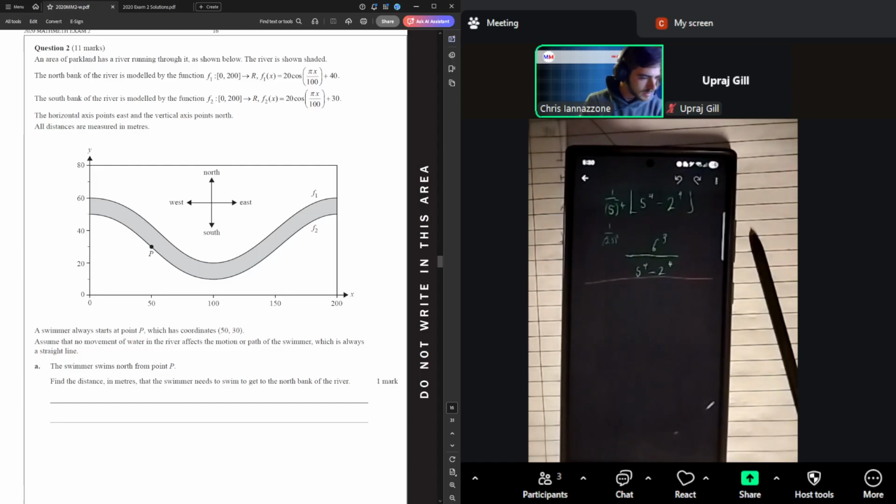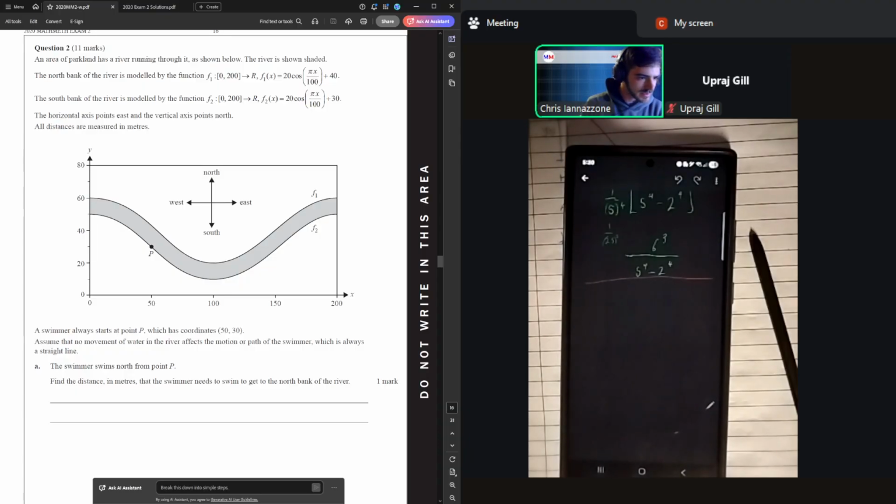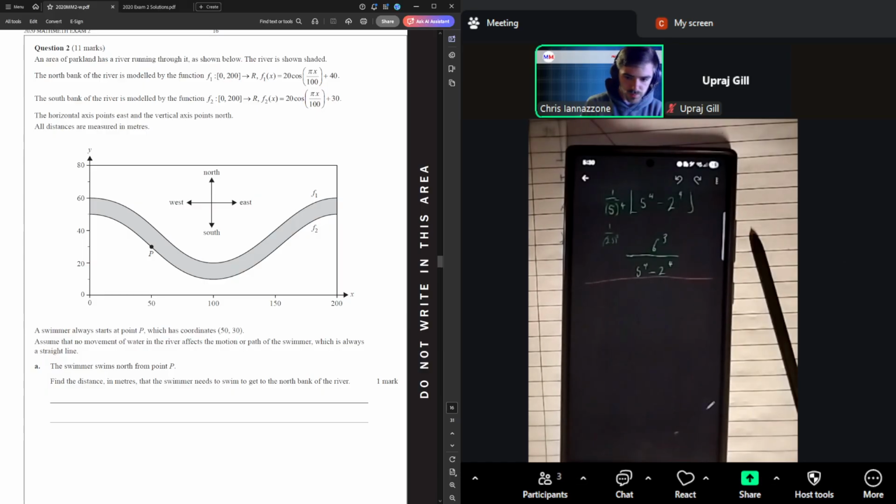Let's continue with question 2 from the exam. So let me pull up the solutions and exam doc in case you don't remember where that is.